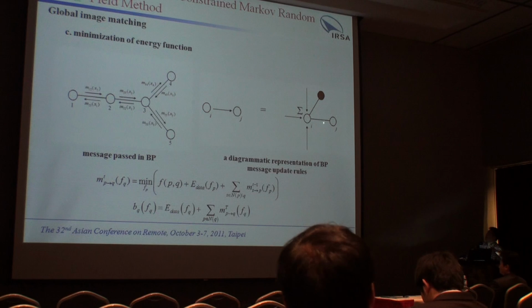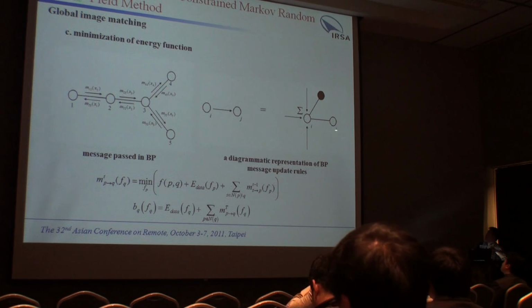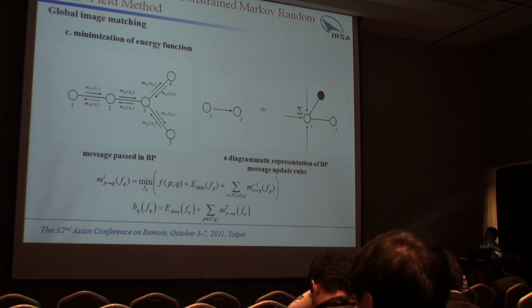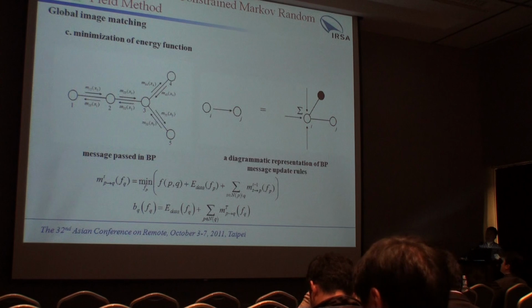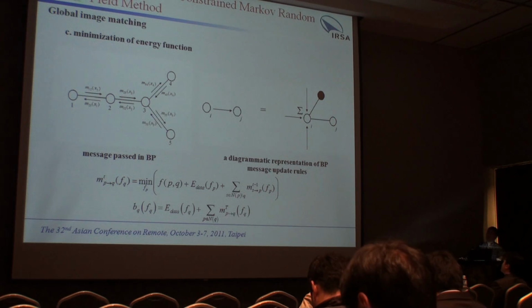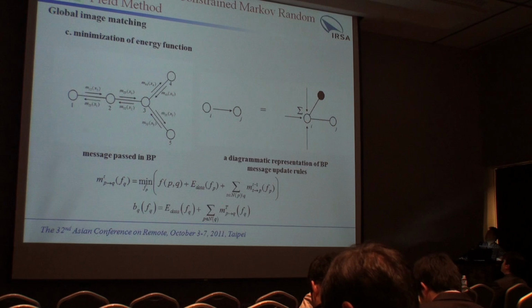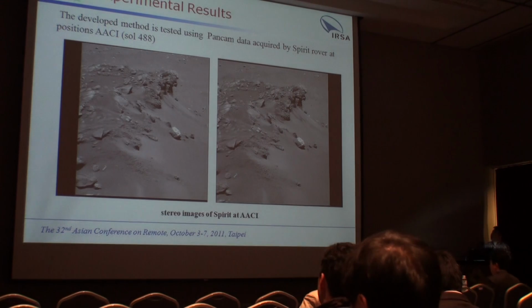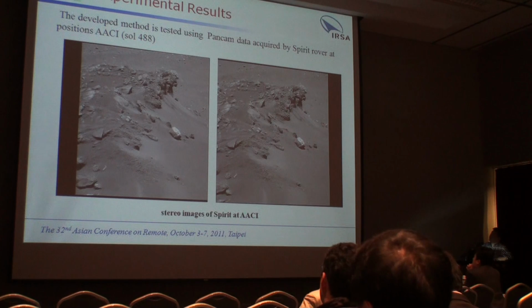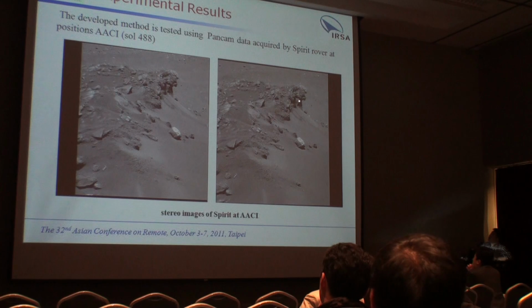For this point, we consider the surrounding points. After this iteration, it will reach a global minimization. This has a proof for a Markov random field. It's a popular method. We just added some features to constrain this Markov random field. Here are some examples. This is a Mars stereo image taken by the Spirit rover. It's a small feature.